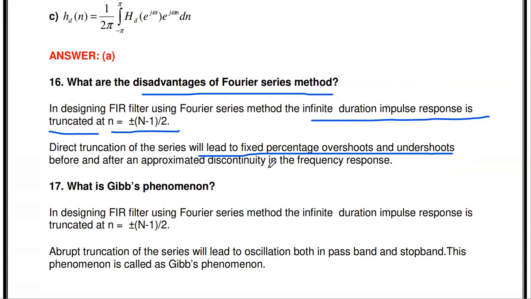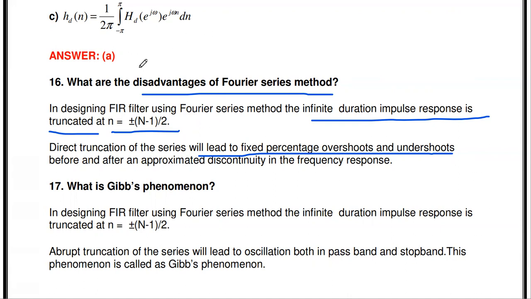So because of this truncation, we will get the frequency response. In the frequency response of that particular filter, we will get the sudden overshoots and undershoots. Okay, that is, we will get some unwanted oscillation in the pass band and stop band. So that is the disadvantage of the Fourier series method. So in order to avoid this disadvantage, instead of designing FIR filter using this Fourier series method, we are moving to the next technique, windowing technique.